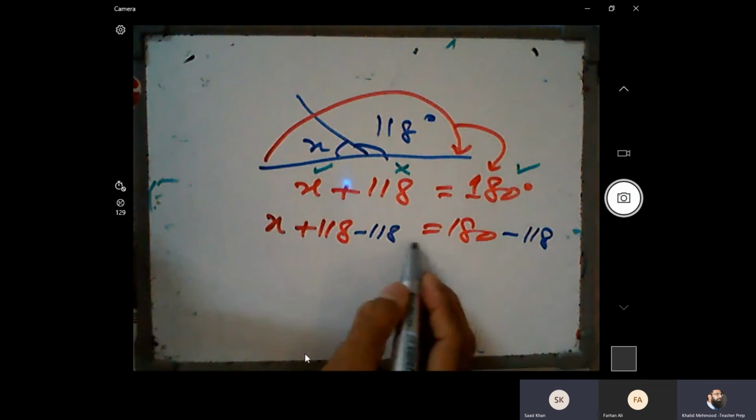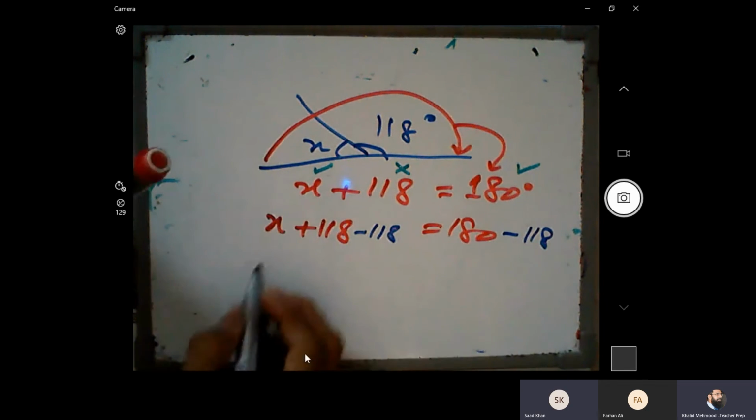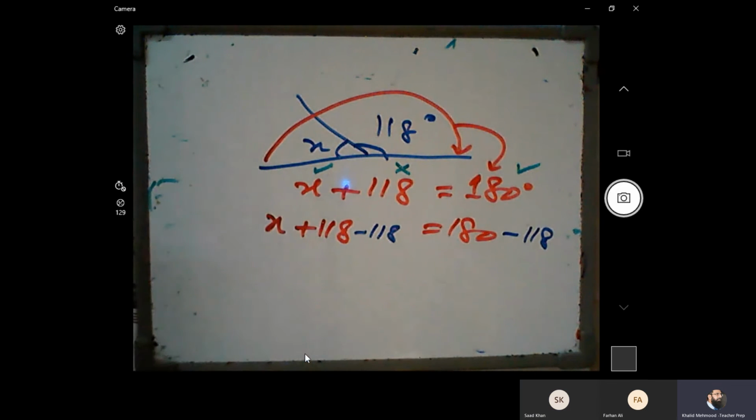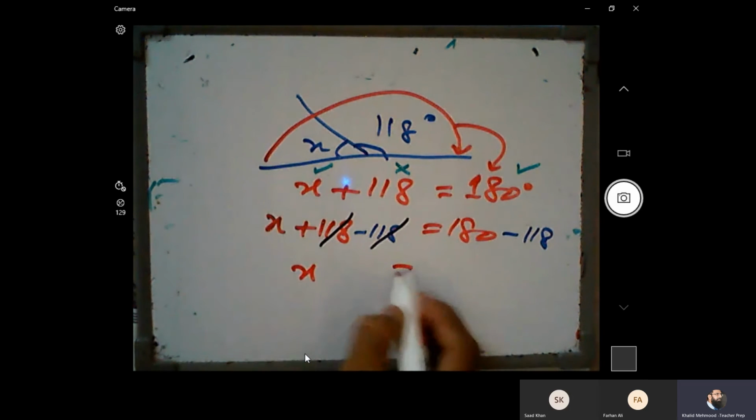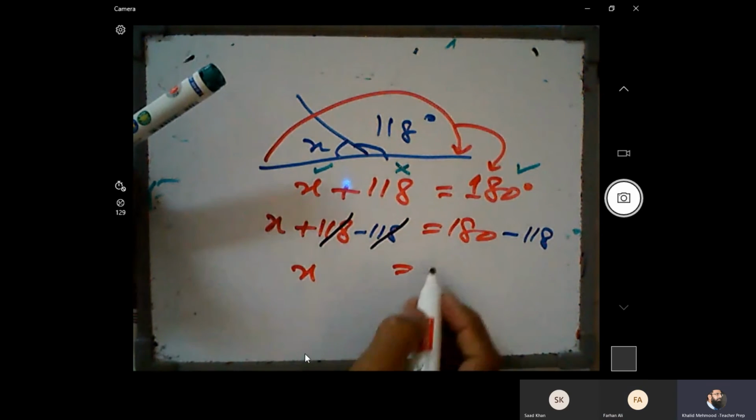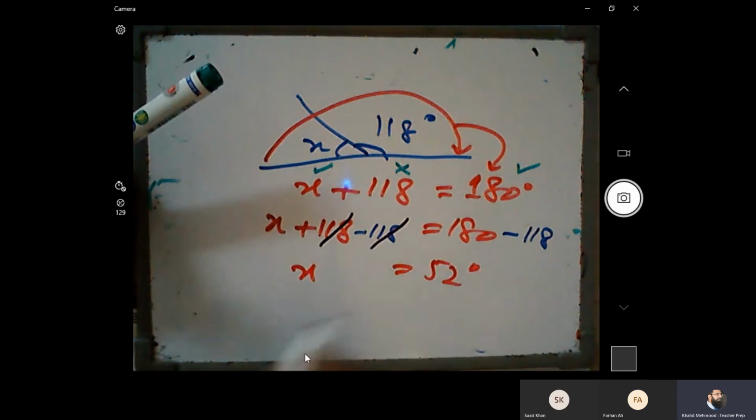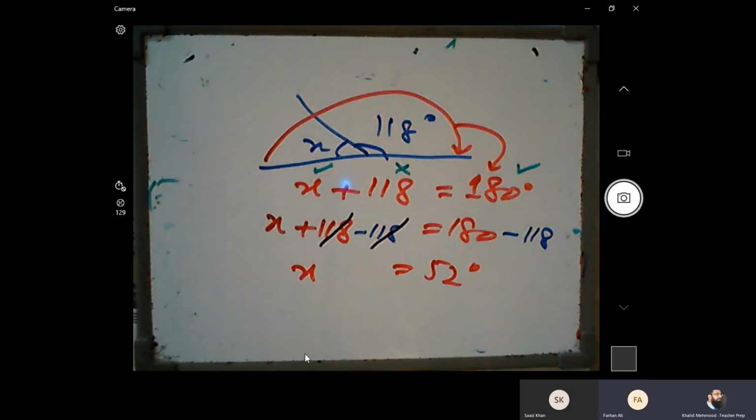We subtract 118 on both sides to make it balance, because this is an equal sign. To make it balance, we will do the same. So we'll be cancelling this one, and we have x is equal to 180 minus 118. If we subtract 118, it will give us 62 degrees. Okay. Good enough. So like this, you may solve the question.